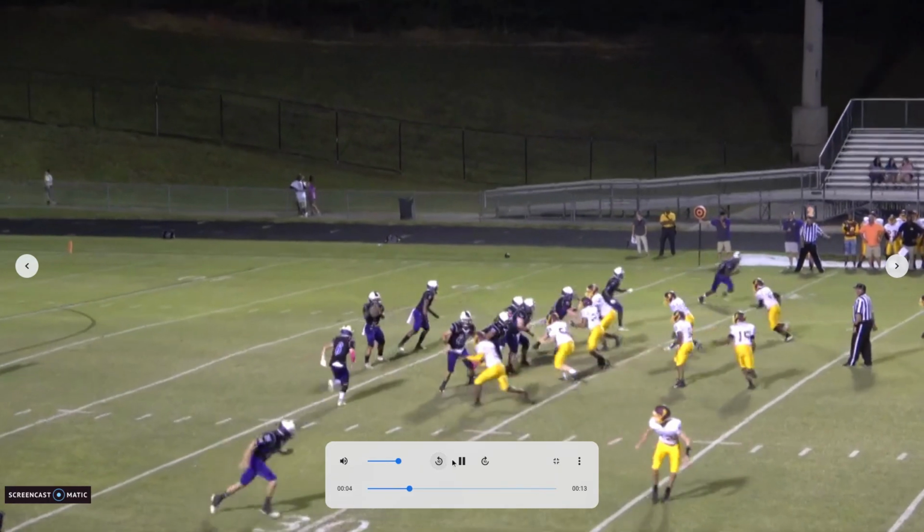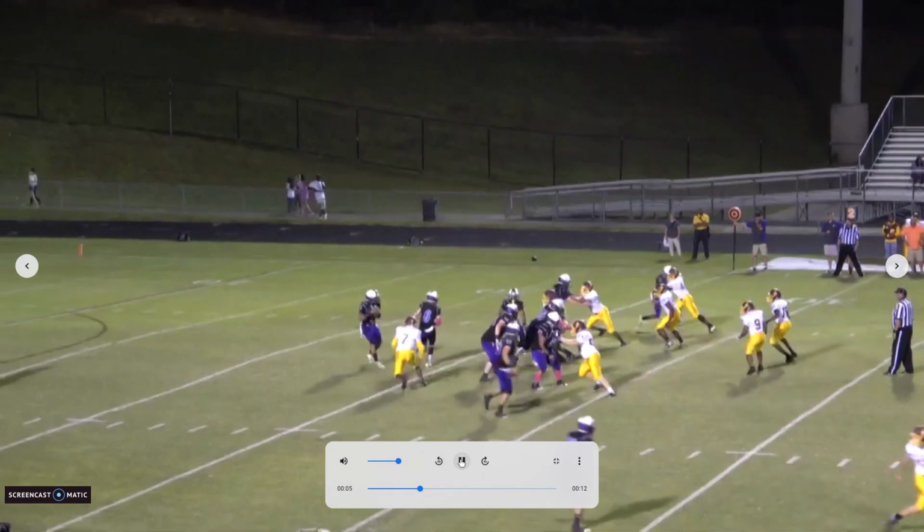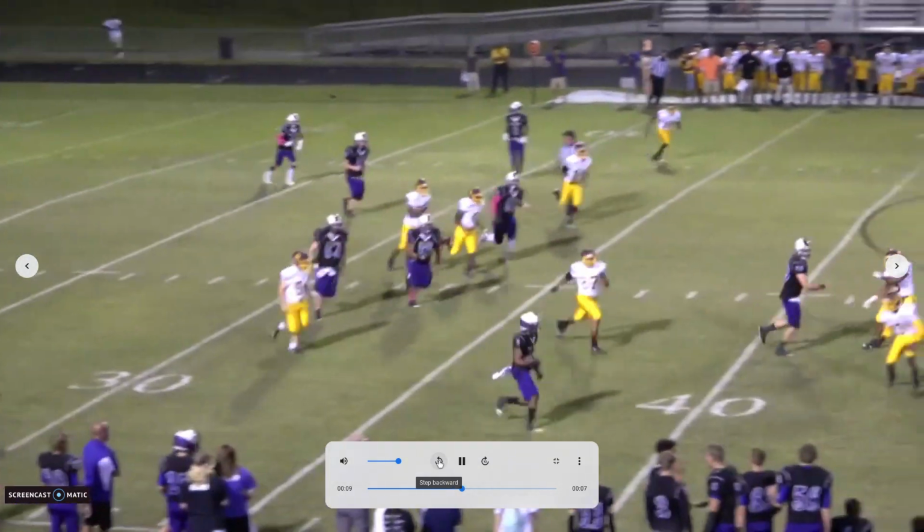So let's go back and look at it again. Once again, it looks like jet sweep to begin with. We pull, retreat as a quarterback, and dump it off on the screen.